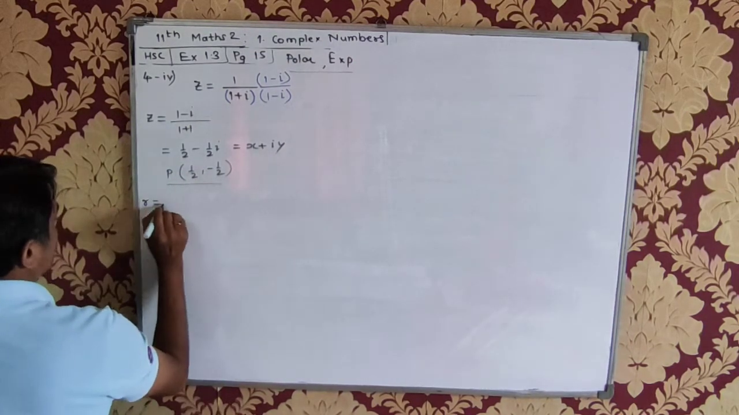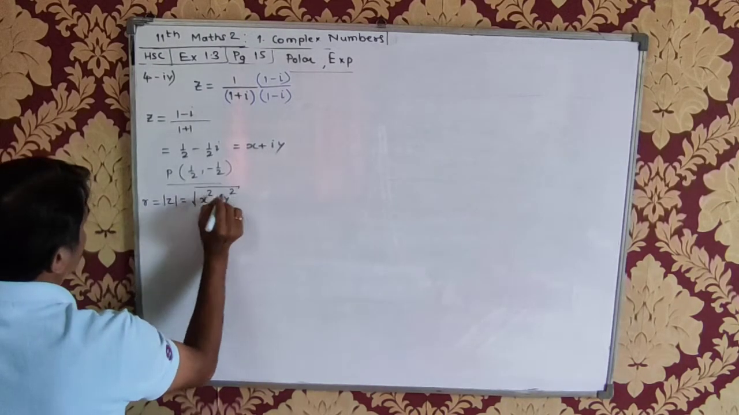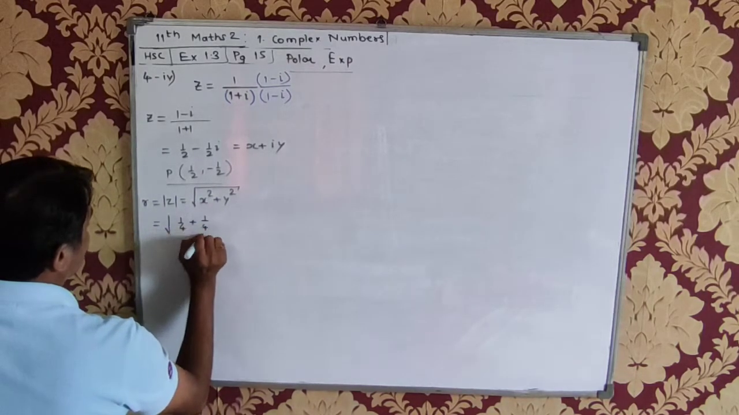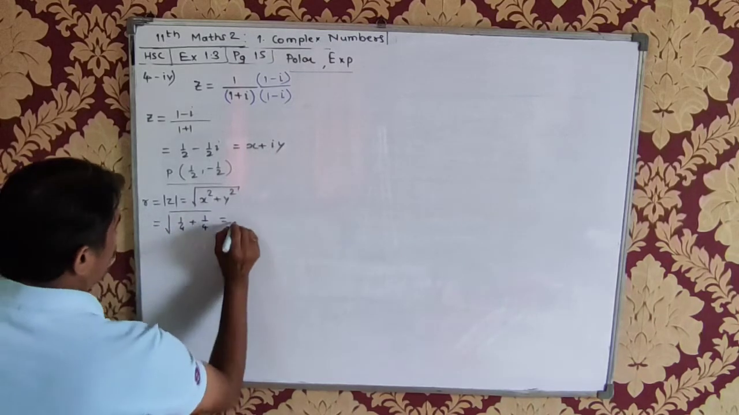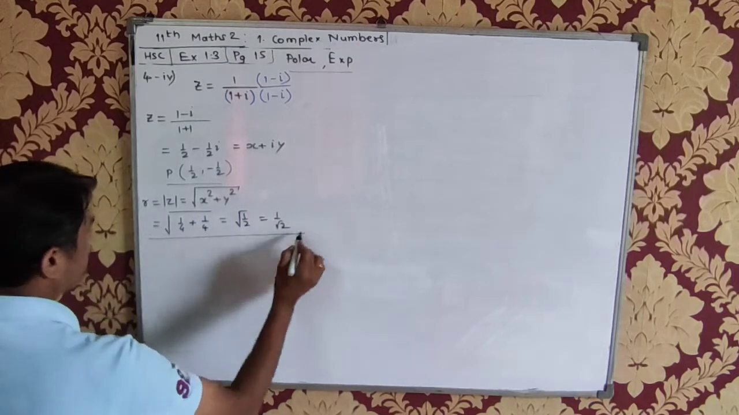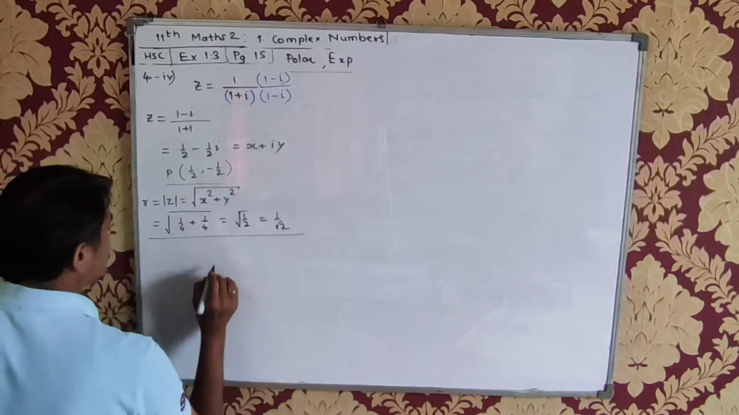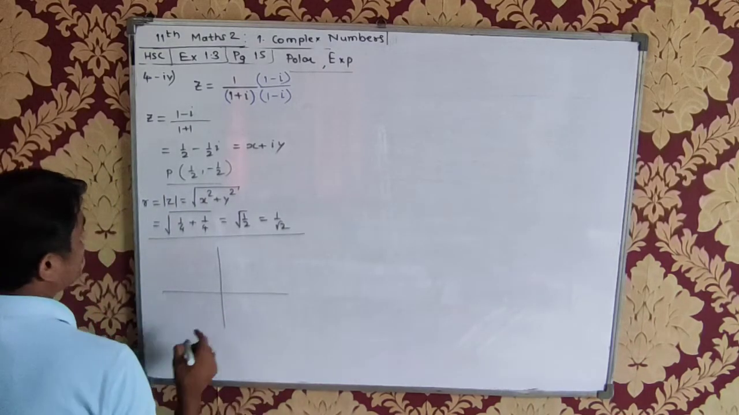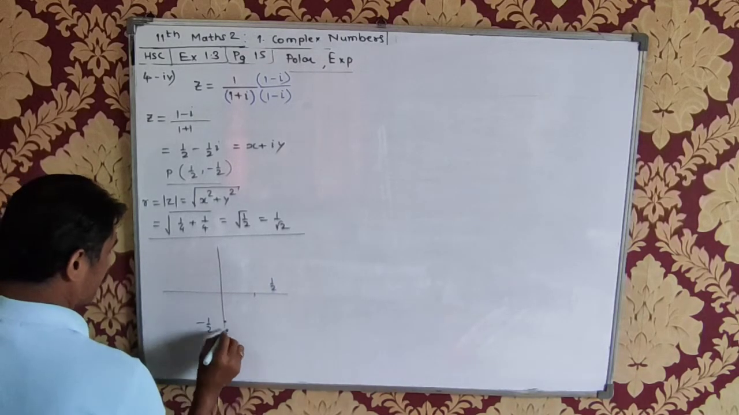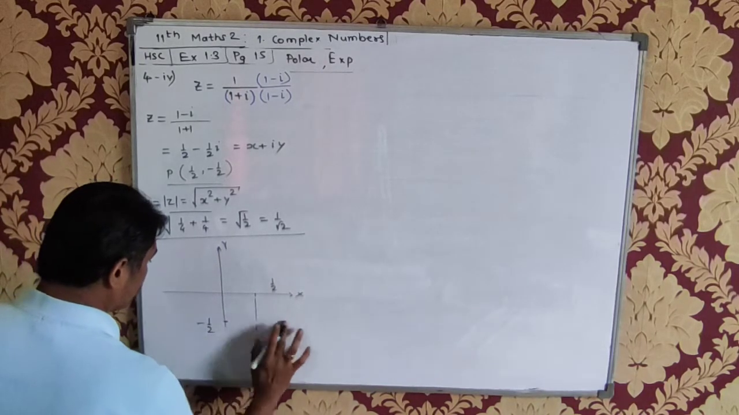R is equal to mod of Z is equal to square root of x square plus y square. That is equal to square root of half square, 1 by 4, plus minus half square, 1 by 4, which is 2 by 4, square root of 1 by 2, so 1 upon root 2. This is the modulus. Now we find the amplitude or argument. Which quadrant is this going to be in? Plus half, minus half. This will be in the fourth quadrant, on the x axis, y axis.